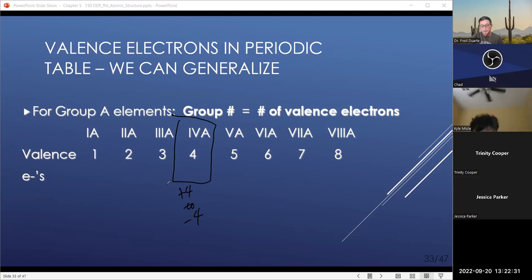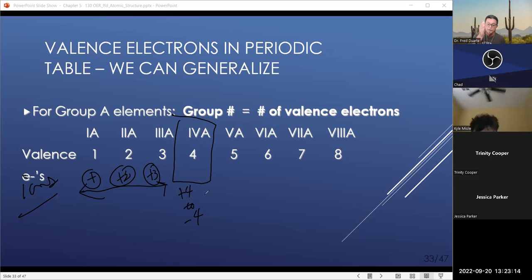Now, the groups before, groups 1, 2, and 3, are all metals. And what they're going to do is they're going to lose those electrons. Specifically, lose one for group 1A, which gives them a +1, +2 when they lose the 2 electrons for the elements in group 2A, and for the elements in 3A, the metals specifically, they end up with a +3 charge. These are the ions that are being created by losing those valence electrons, okay?